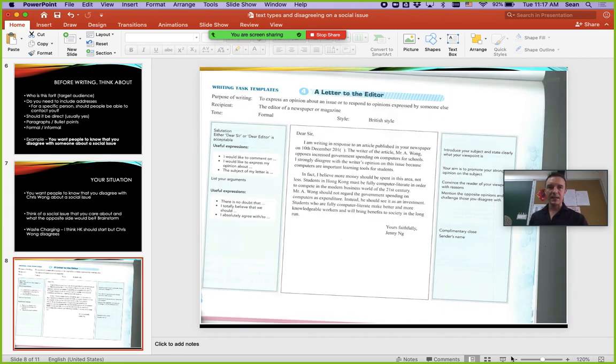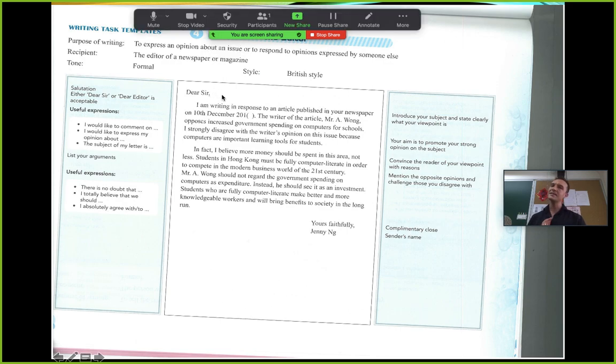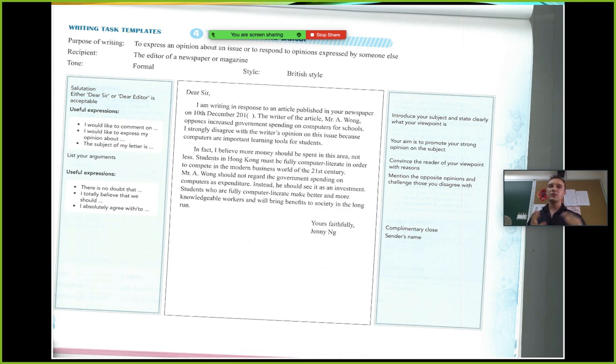And look at the text type. Okay, so dear sir, that would be to the editor, the person who is the boss at the newspaper. You're not going to say dear Chris Wong, because you're not writing to Chris Wong. You are writing, you want this to be in the newspaper so that many people can see you disagree with Chris Wong. Okay, and you want to be formal. It's always good to be polite, especially when you argue with somebody. They have some useful expressions right here.